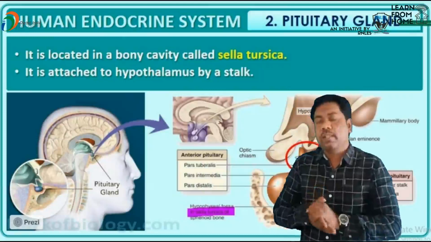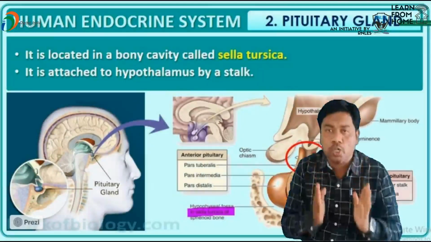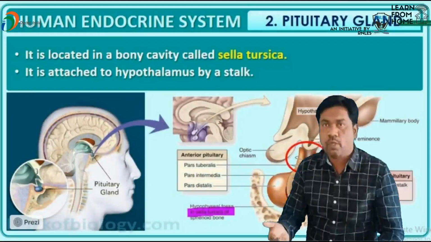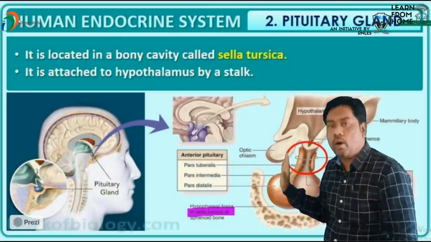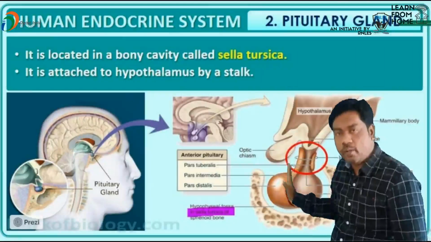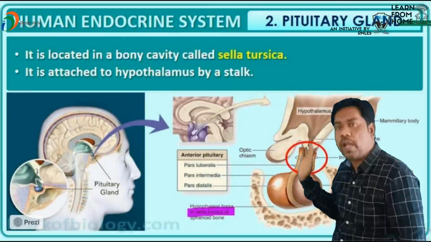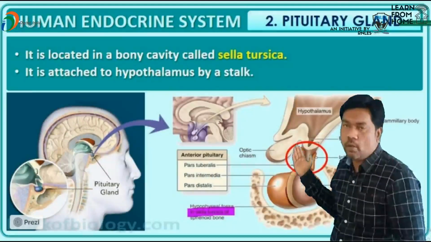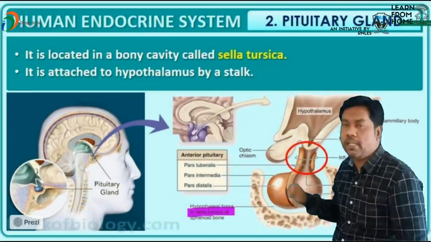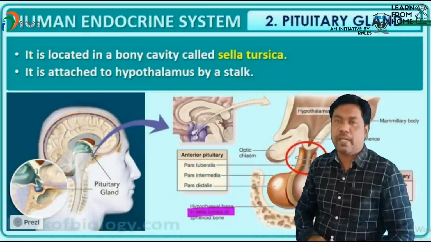Now, what is the origin of this pituitary gland? This pituitary gland originates from two different sources. Before going to the origin, beta, actually this pituitary gland, how many lobes does it have? It contains three lobes: the anterior lobe and the posterior lobe, and between the anterior lobe and posterior lobe it contains a middle portion. That middle portion is called the pars intermedia.